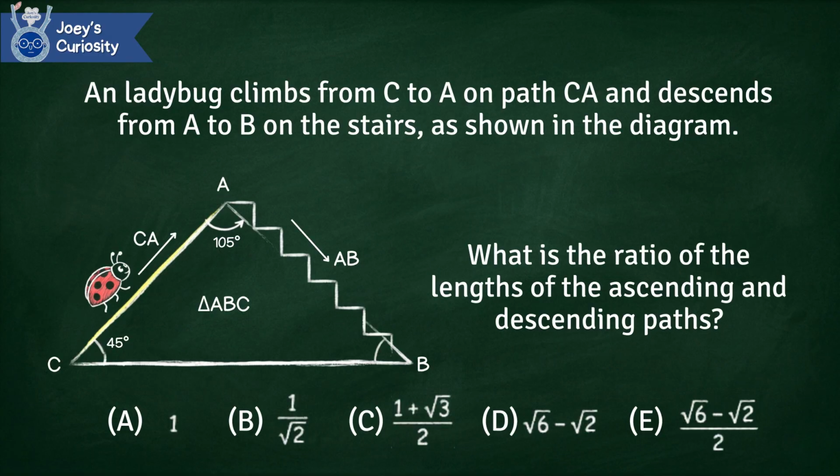A ladybug climbs from C to A on path CA and descends from A to B on the stairs, as shown in the diagram. What is the ratio of the lengths of the ascending and descending paths? A. 1. B. 1 over square root 2. C. 1 plus square root 3 over 2. D. Square root 6 minus square root 2. E. Square root 6 minus square root 2 over 2.